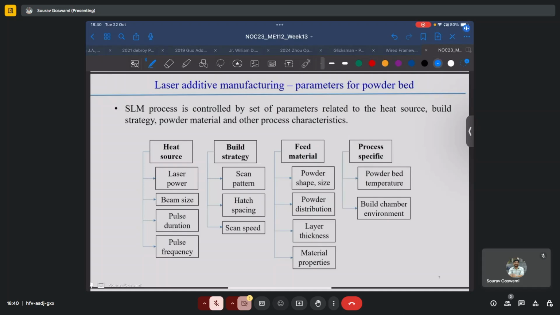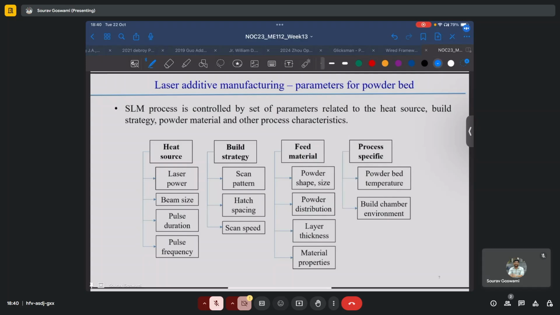And finally, the properties of the feedstock material itself. So how pure it is, whether there are any contaminants present, whether the powder is already oxidized, or whether it is some pre-alloyed powder which can have some additional, say, corrosion resistance or strengthening properties compared to just a base alloy. All of these factors will define the final part properties.